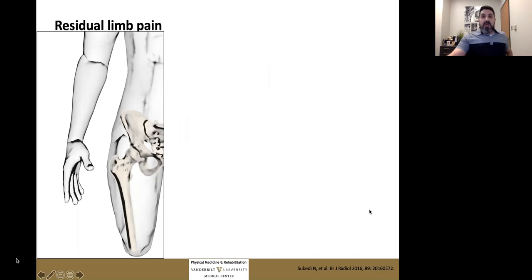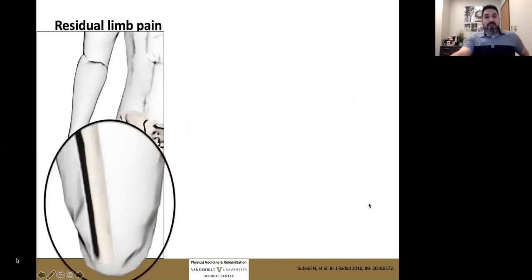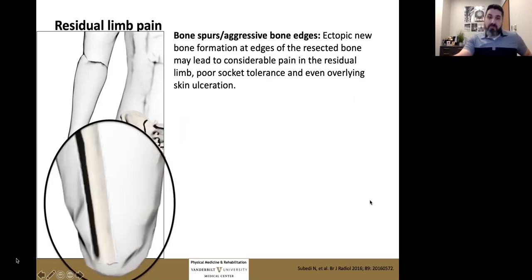All right. Next, at the end of the residual limb, bone spurs, right? Like at the resected end of a long bone, for instance, bone spurs, aggressive bone edges, right? So it's good to know that they're there. If you have a suspicion, get the x-ray, know what you're sort of fitting around, right?